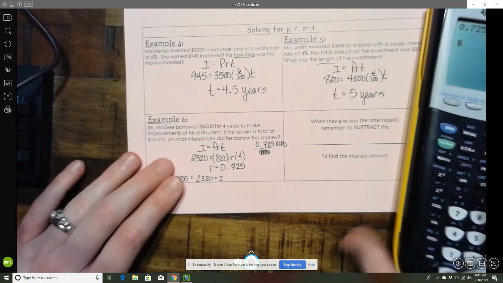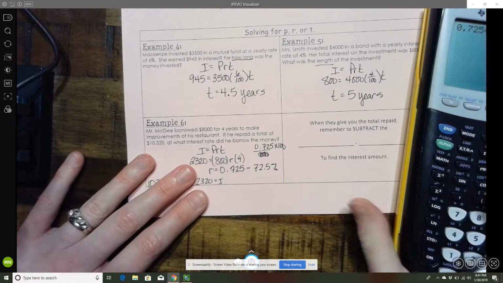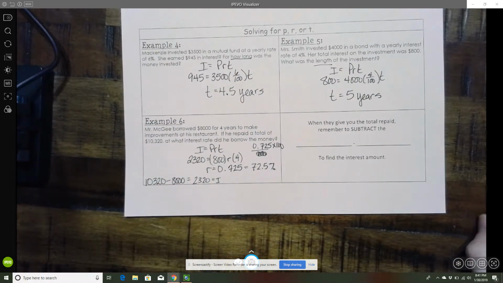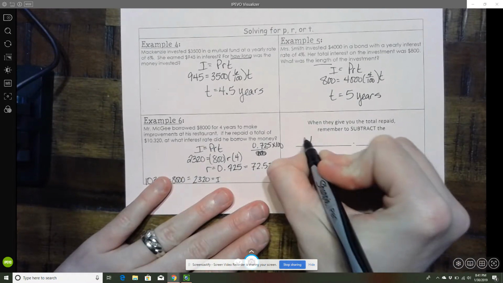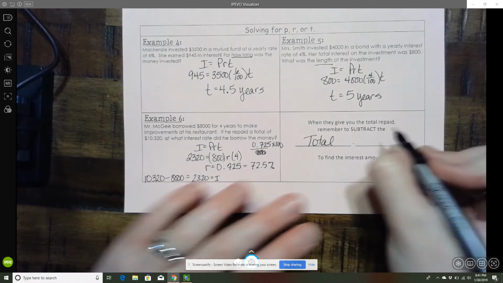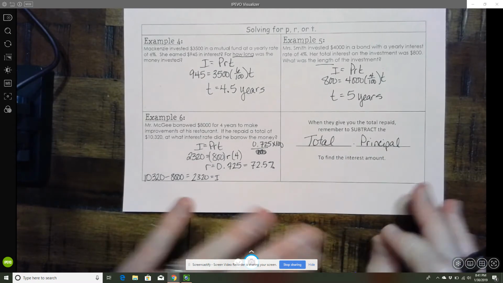So you're going backwards. So which would be 72.5%. So remember, when they give you the total repaid, remember to subtract the total minus the principal to find the interest amount.